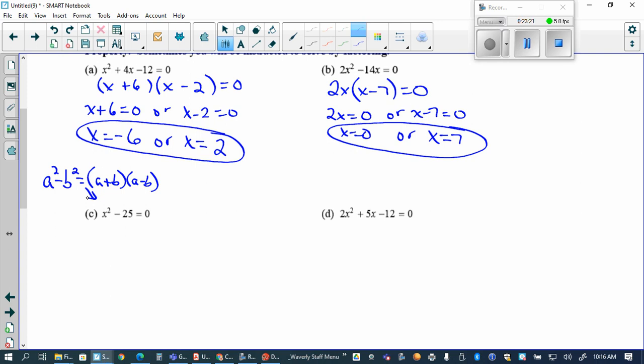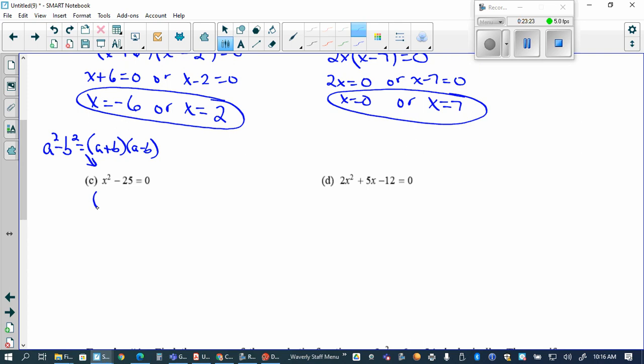Okay, so let's factor this thing. It's going to work just like this up here. x plus 5 times x minus 5 equals 0. Right? A plus B times A minus B. Don't forget difference of 2 squares, guys. All right, you know what to do with this now, right? What do we do now?